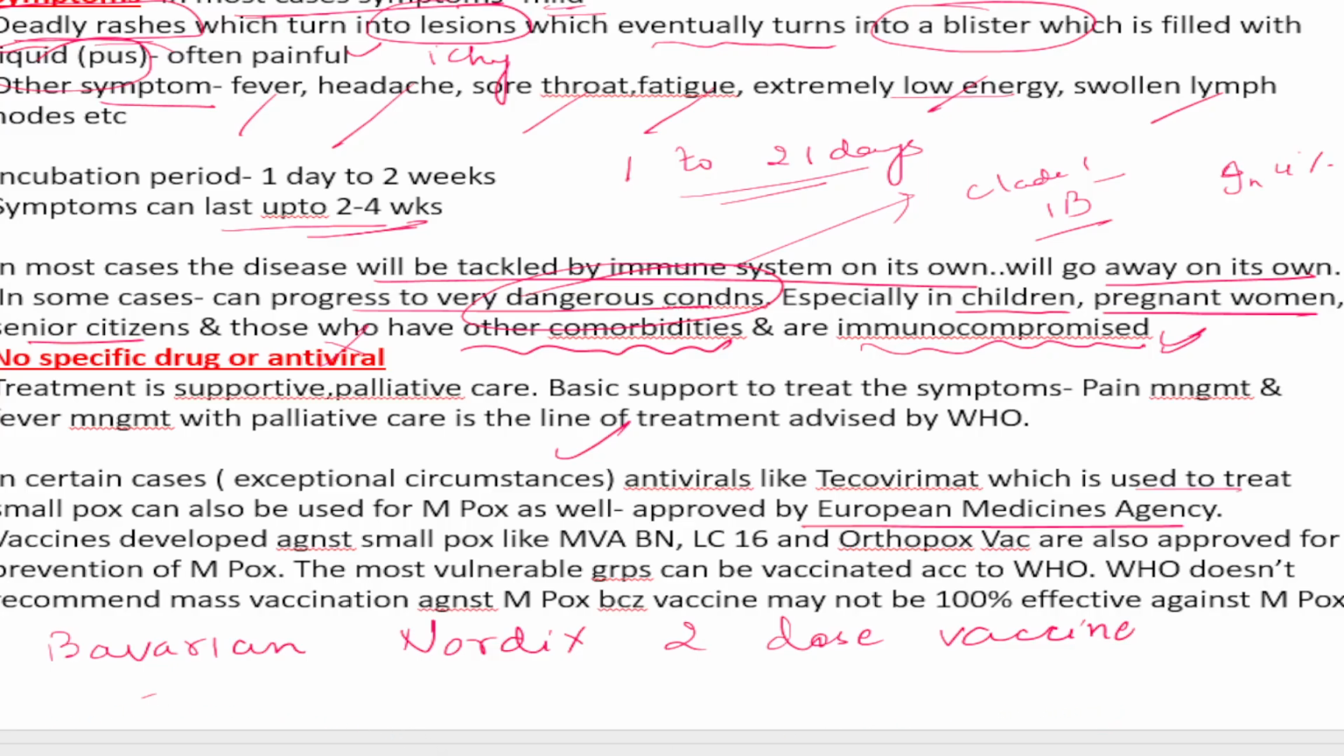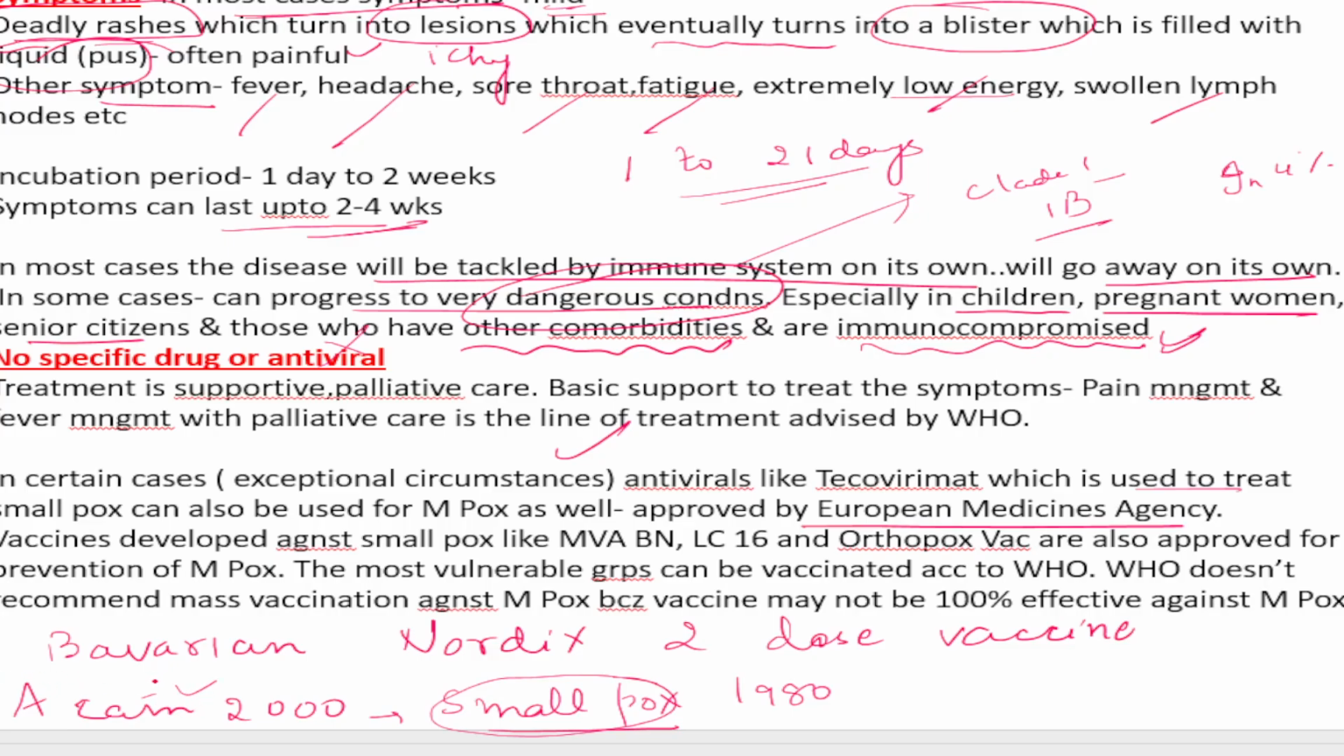Now the other vaccines, there is a vaccine called ACAM 2000, and this is a vaccine used for smallpox. We know that smallpox has already been eradicated, and in India it was eradicated in the year 1980. Although smallpox has been eradicated, the vaccine is still there. Countries still stockpile the vaccine because in case of a reoccurrence of smallpox, they will need the vaccines.